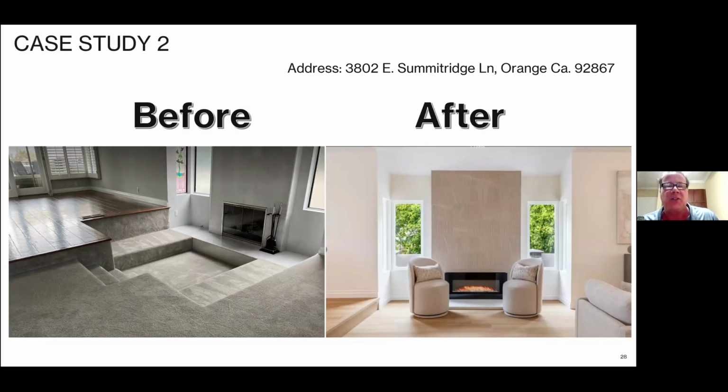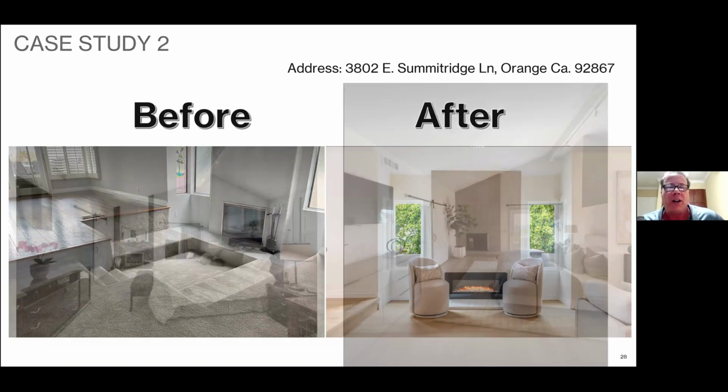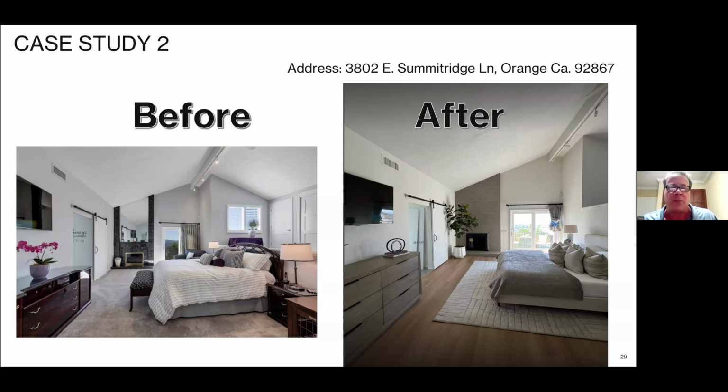And this shows you some of the work we did. They had a reduced floor down to the fireplace. We went in and leveled the floor, redid the fireplace, put an electronic fireplace into it, resized the windows, trimmed it out. We also redid the master. We redid the whole house, but these are key features.